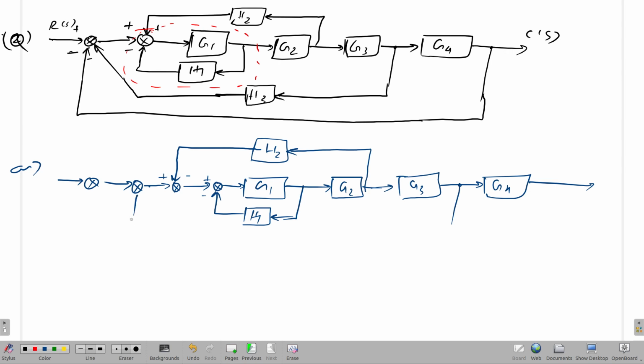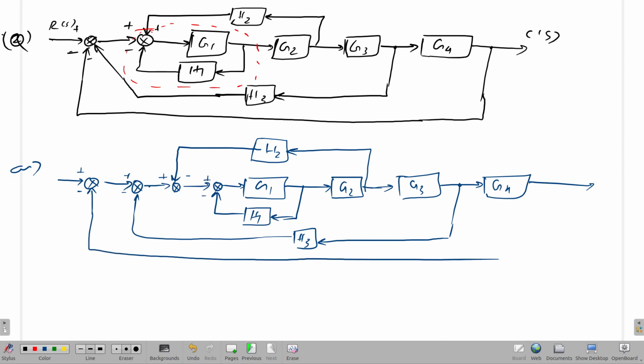It's like feedback within a feedback, like that. And finally the last feedback. Okay, so this is R of S and this is C of S. Now it is pretty much simple, right? Because this is a first loop, right? So you can replace this with G1 by, okay, let me just redraw it here itself.